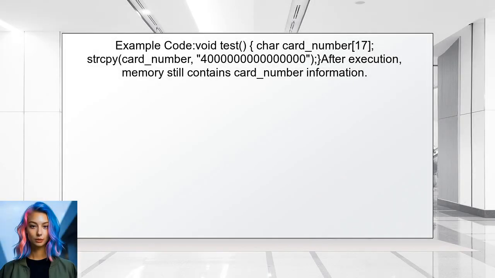For example, consider this code snippet. In the function test, we have a character array for the card number. After the function executes, the memory still contains the card number information. We can use memset to clear it.